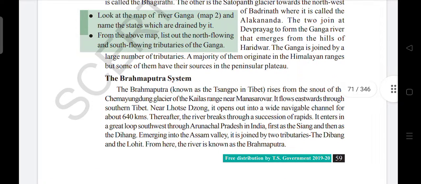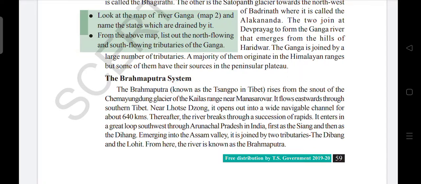The Brahmaputra system. The Brahmaputra, known as the Tsangpo in Tibet, rises from the snout of the Chemayungdung Glacier of the Kailas range near Manasarovar. It flows eastwards through southern Tibet near Lhatse Dzong. It opens out into a wide navigable channel for about 640 kilometers.